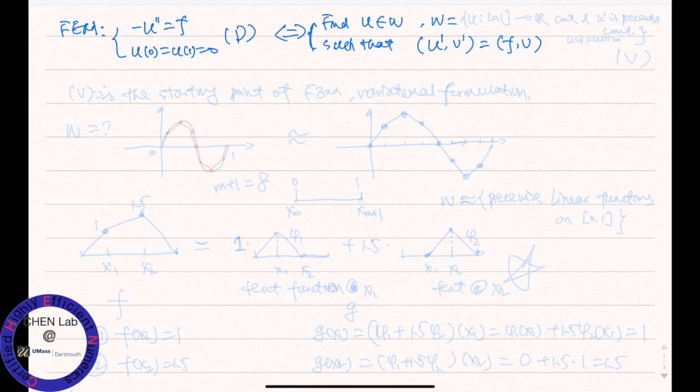W is defined to be the function u's from [0, 1] to real values. It's continuous, and u prime is piecewise continuous. Okay? So we call that problem V. So the problem V is actually the starting point of FEM, the so-called variational formulation.